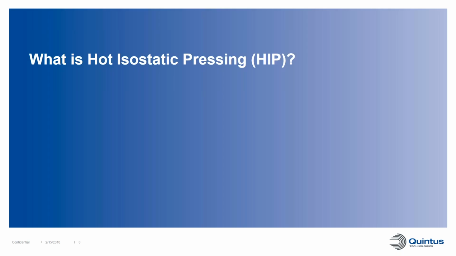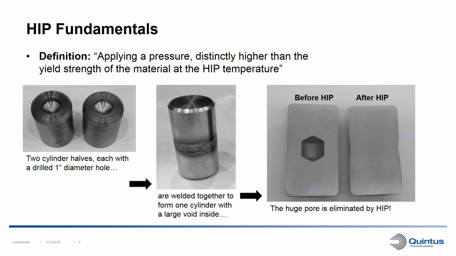Thank you, Johan. So I will focus more on the technical aspects here, and we will start pretty basic by explaining what is hot isostatic pressing, or HIP. The definition of the process is to apply a pressure distinctly higher than the yield strength of the material at the HIP temperature. So we have high pressure and high temperature, and at this elevated temperature, the yield strength of the material will be very low, and the stresses generated by the isostatic pressure that we apply will actually be higher than the yield strength.